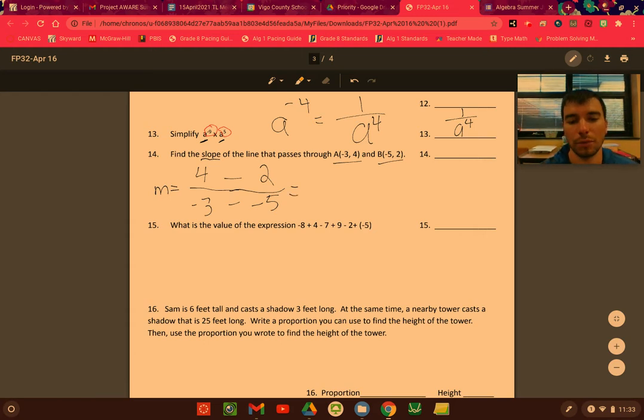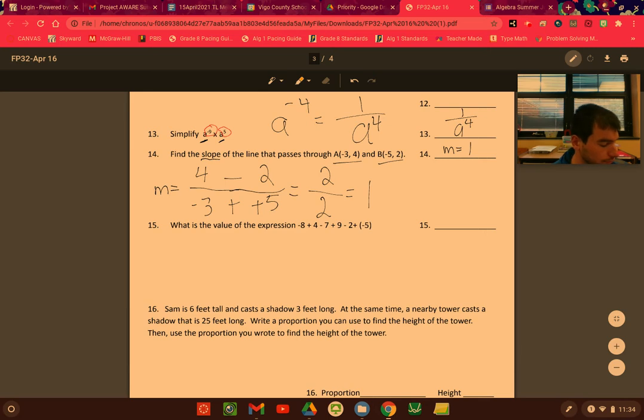On the top, it's 4 minus 2, which easy peasy is 2. And the bottom is negative 3 minus a negative 5. I always like to go positive, positive. That ends up being negative 3 plus 5, which is 2. Easy enough. 2 over 2 reduces to 1. So our slope for this problem is just little old 1. Again, nice and easy. Good one right here.